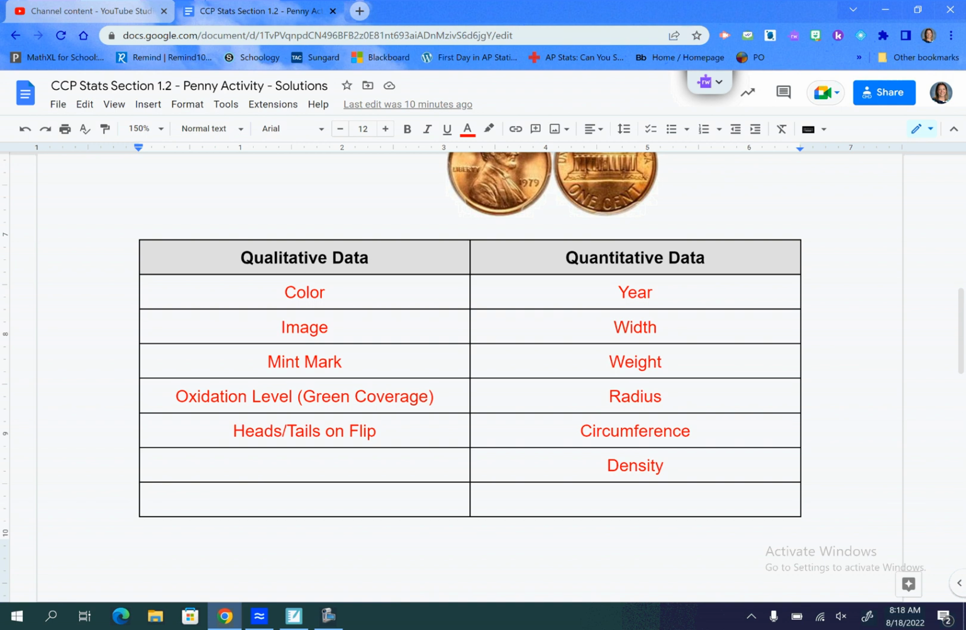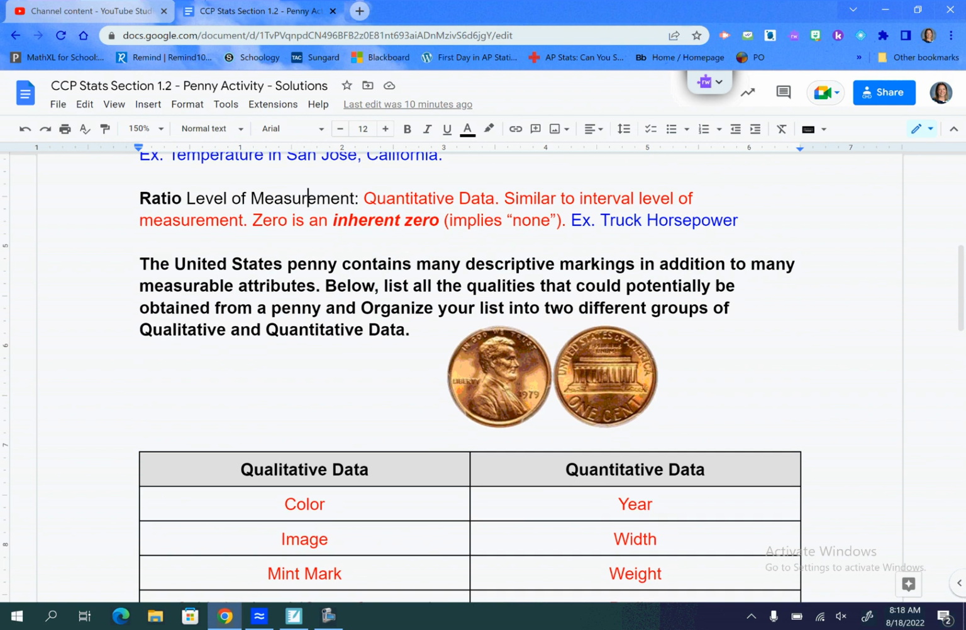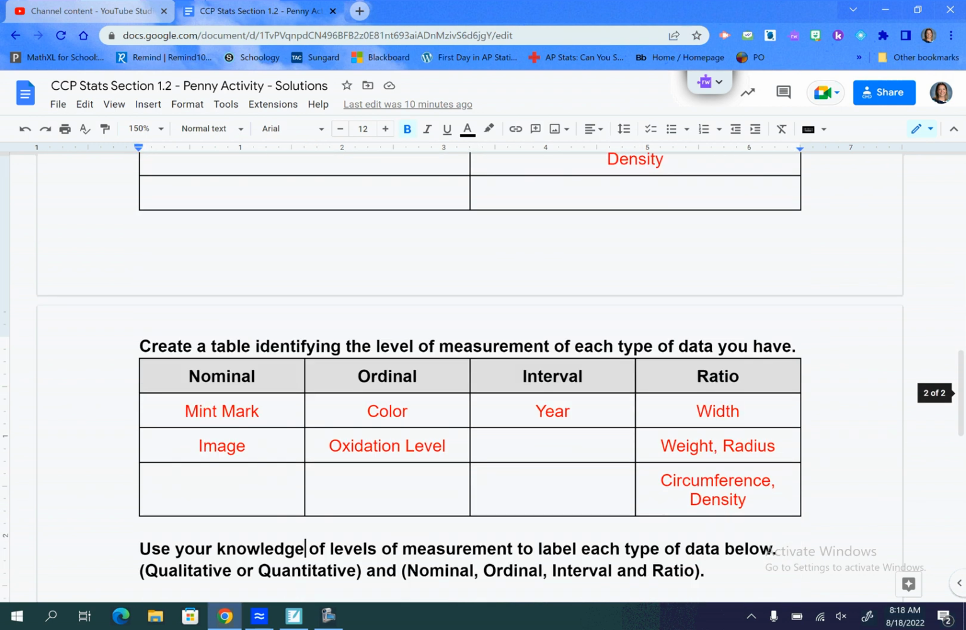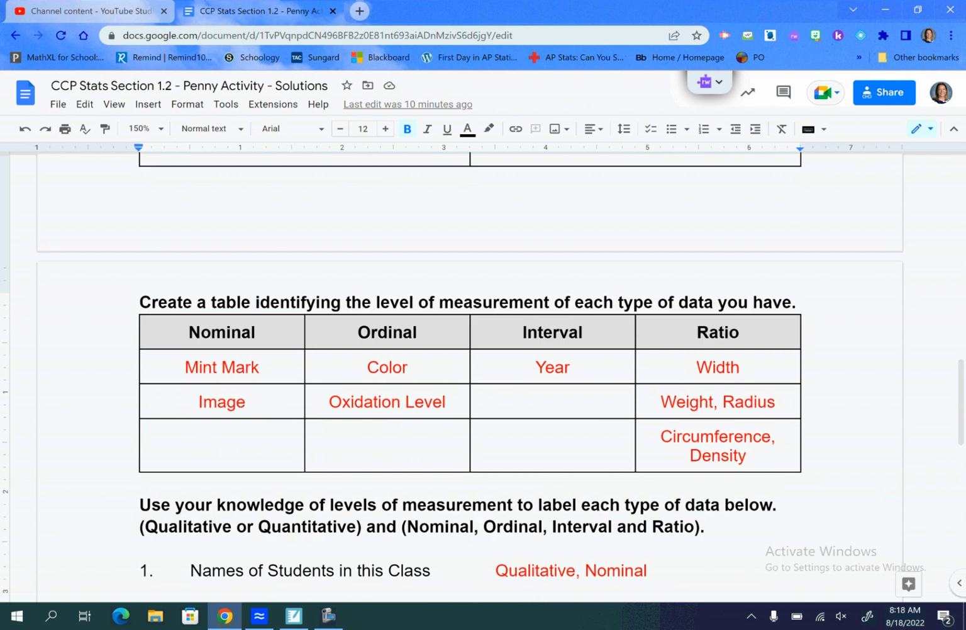No? Pretty good? Okay. Then on the back, add my heads and tails here too.